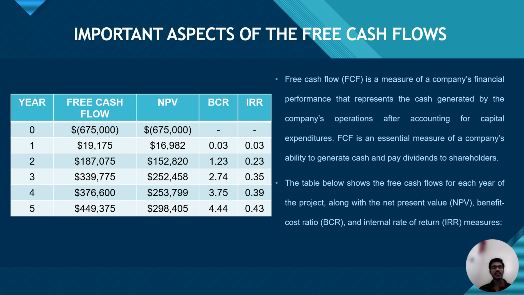Here we start with year 0, followed by the first year, second year, third year, fourth year, and fifth year. We see a significant decrease from the year 1 free cash flow, and by year 5 there is an increase. NPV is also increasing from $16,982 to 152, then followed by 100,000 more dollars, that is 252, and again 253, and next to 298. The BCR, the benefit cost ratio, is steadily increasing from 0.023 to 4.44, and IRR similarly.